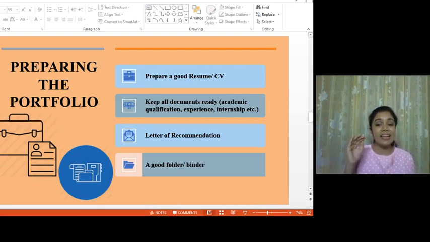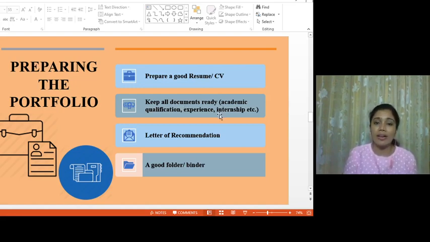And then the next is to keep all documents ready in a systematic manner. Whenever the interviewer asks for a particular document, you should be able to produce it without making a mess of anything. So it should be properly kept in a neat folder, and of course it should be a professional looking one. Avoid folders which are unprofessional, and all the documents like academic qualification, experience, internship, the prizes, just like all the points which we discussed regarding the content of a resume, all that should be supported.